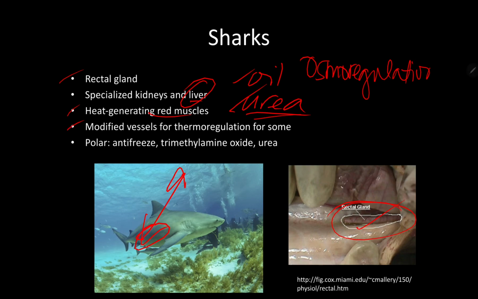They also have modified vessels for thermoregulation, okay, which allows them to lose less heat to the environment. And in some polar sharks, they have specialized antifreeze compounds, and the presence of these two, so urea and trimethylamine oxide, also known as TMAO, help prevent freezing.